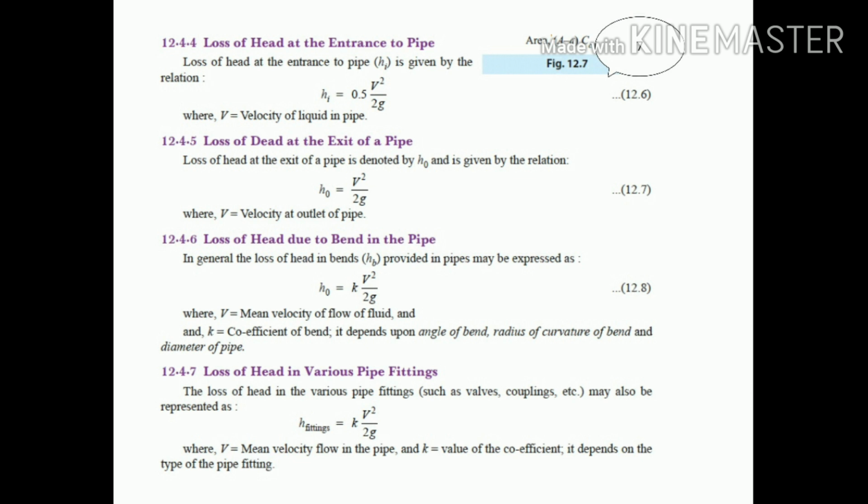And if you see the entrance, the symbol used for the inlet is hi, that is, loss of head at entrance. So hi is equal to 0.5 v square upon 2g. Same as for the exit of the pipe, that is the outlet, the symbol used is ho, v square upon 2g.